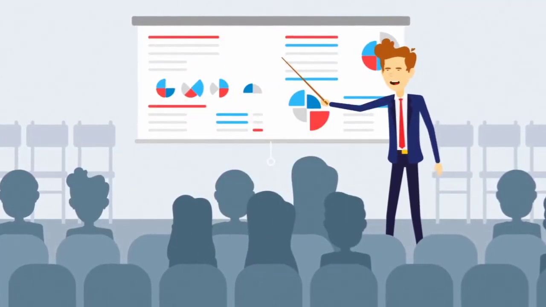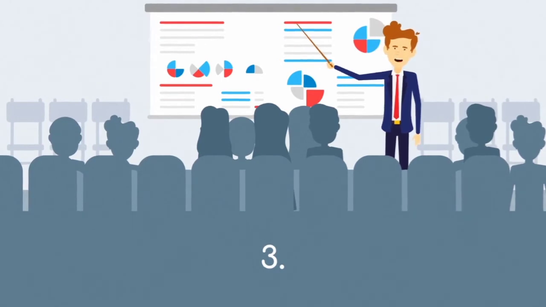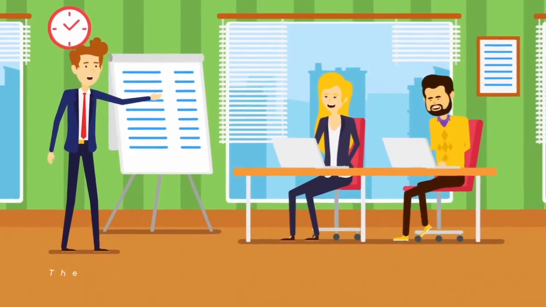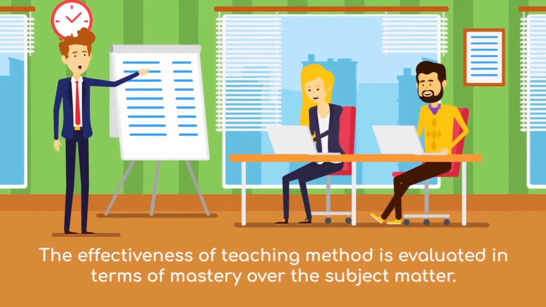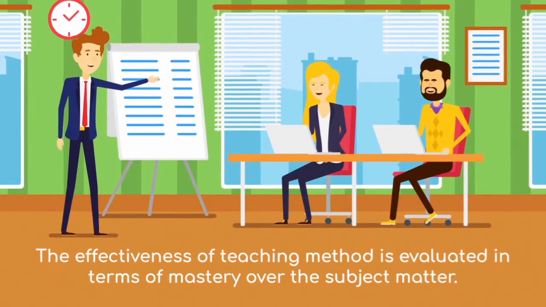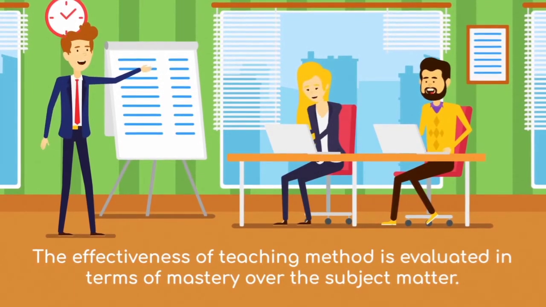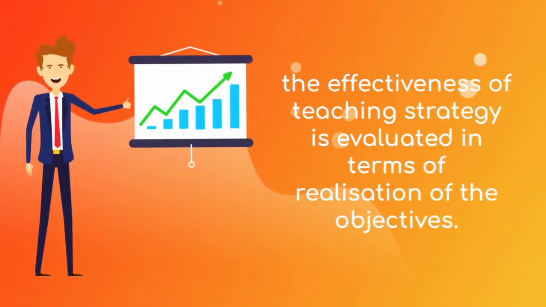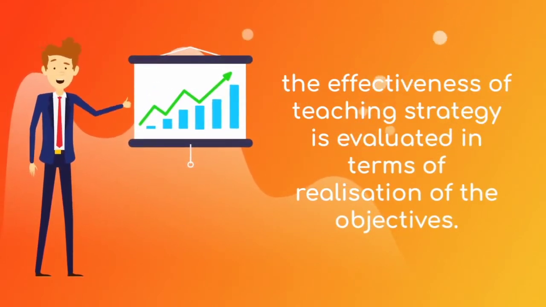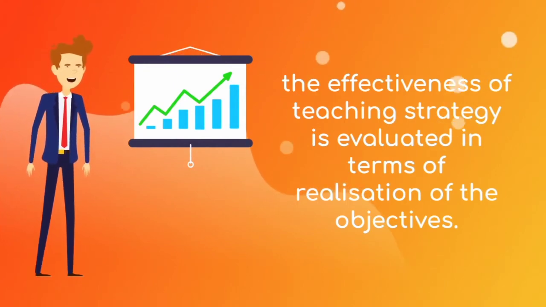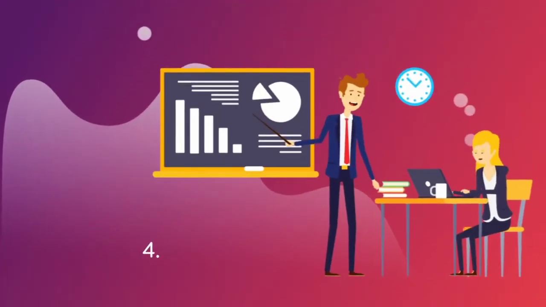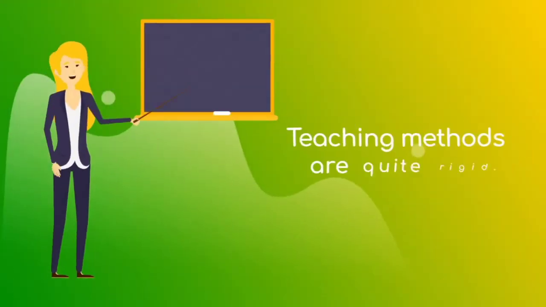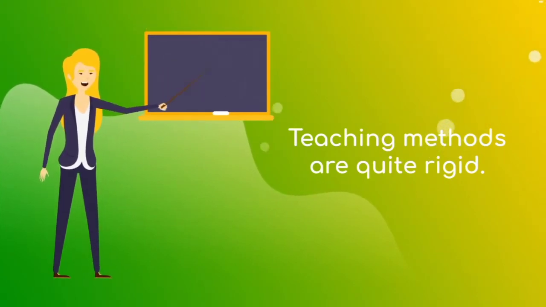Now moving further, distinguishing teaching methods from teaching strategies, we can say that the effectiveness of a teaching method is evaluated in terms of mastery over the subject matter by using an achievement test. Talking in terms of teaching strategy, the effectiveness of a teaching strategy is evaluated in terms of the realization of the set objectives, and to evaluate the same, we can use criterion referenced tests. This is how we can say that the teaching method is rigid, whereas teaching strategy is flexible.